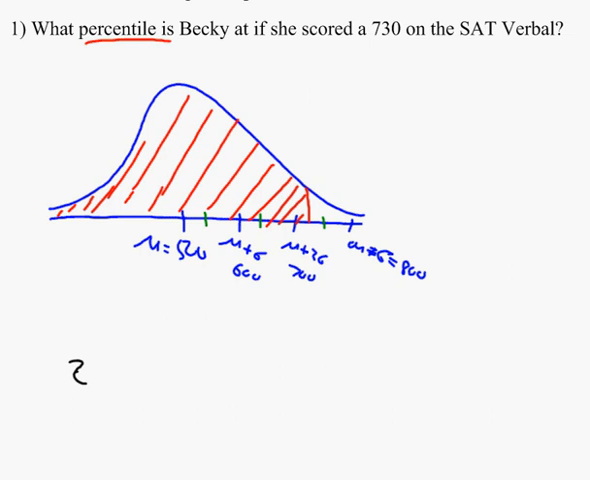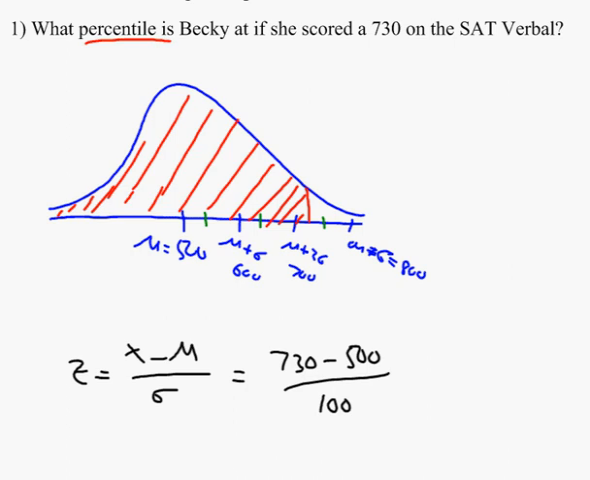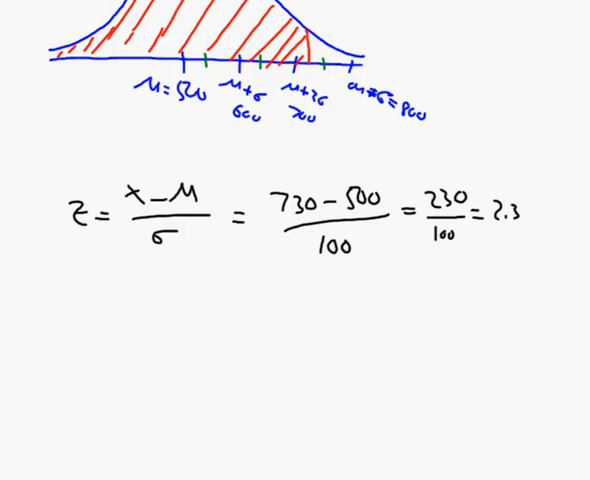So to do that, we do z equals x minus mu over sigma. This means the observation minus the mean divided by the standard deviation. So in our case, the observation is 730, the mean is 500, and the standard deviation is 100. We subtract those things, we get 230 over 100, which is 2.3. The meaning of that 2.3 is as follows. Becky's score of 730 lies 2.3 standard deviations above the mean.